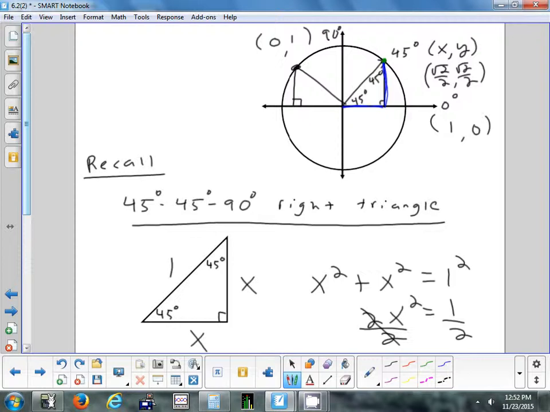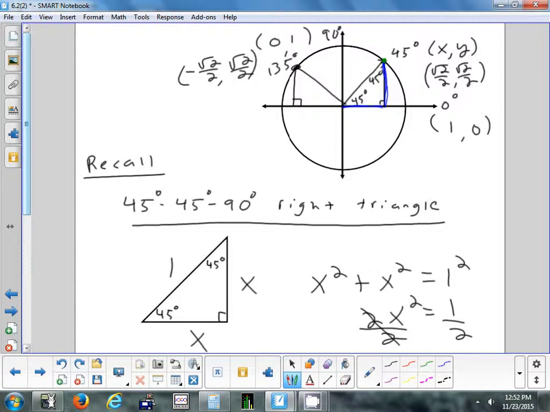Would it be negative square root 2 over 2? So the coordinate would be negative square root 2 over 2, comma, positive square root 2 over 2? Positive, yeah. And what would this angle be in degrees? That's 135, because quadrant 1 is a 90, plus 45 is 135.